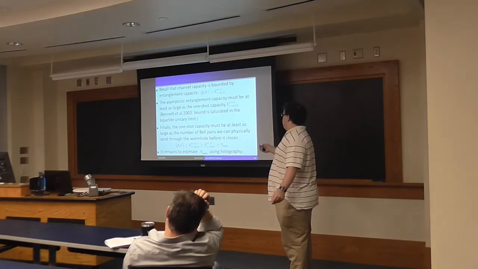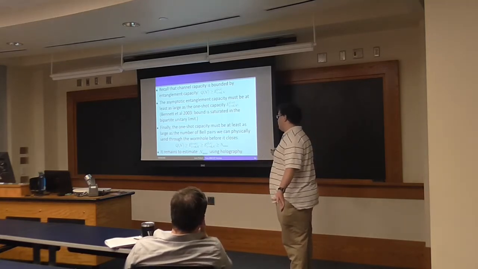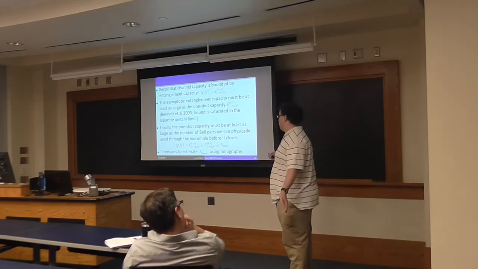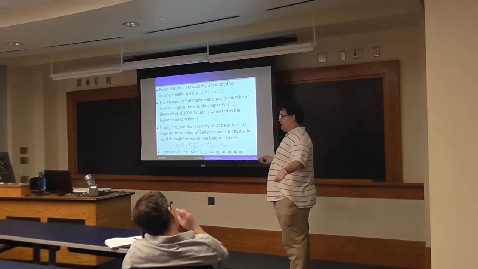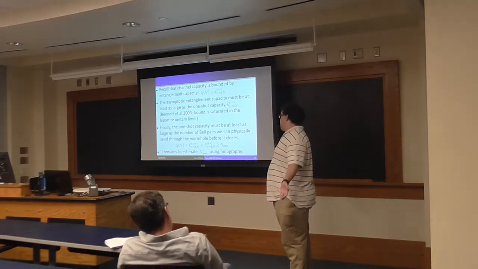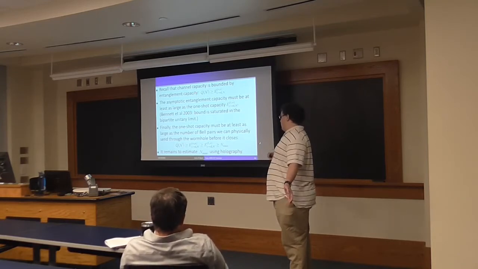Okay, so what's this one-shot capacity? Well, what we're going to exploit is that the one-shot capacity has to be at least as large as physically shoving some Bell pairs through the wormhole, or halves of the Bell pairs through the wormhole. And this is the thing you can estimate using holography, basically just by counting. We've thrown in some negative energy shock, which will force the wormhole to be open.